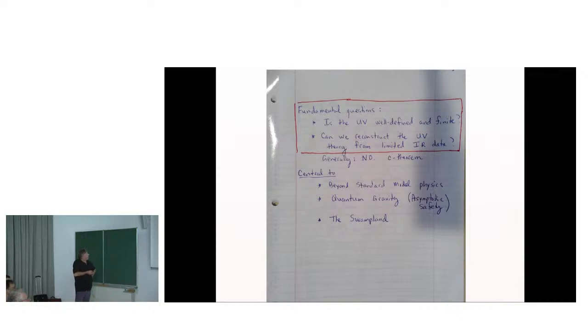So the fundamental question is: is the UV theory well-defined and finite? All of beyond standard model physics is basically trying to address this question. What is the high energy theory? Is it a string theory? Is it finite? Is it just pure quantization of Einstein's action? We know that's not defined in the ultraviolet. So first we have to see if the UV is well-defined, and then can we reconstruct it? More interestingly, can we reconstruct the UV theory from limited information in the infrared?